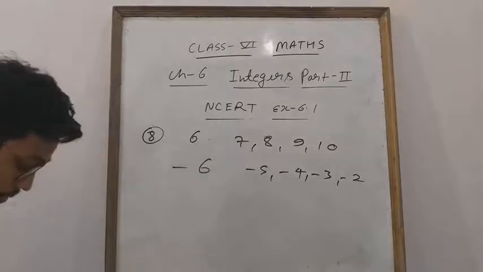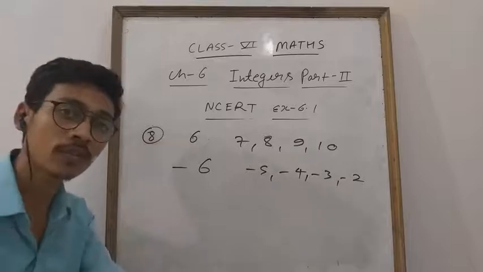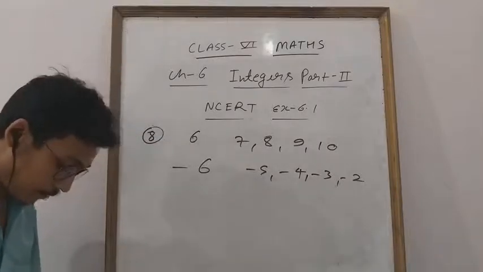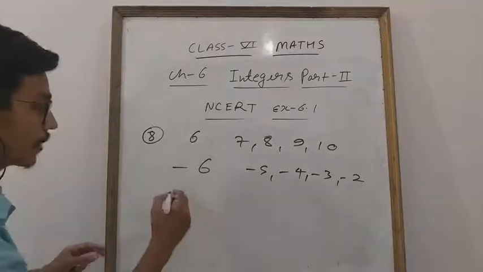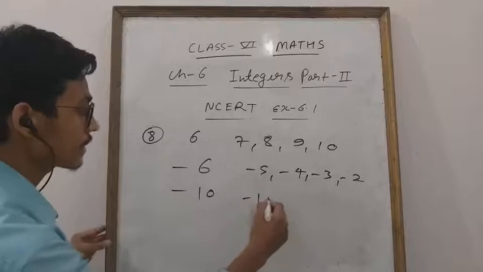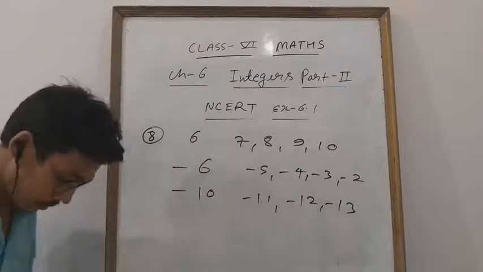On the basis of this, the next question is given: write 4 negative integers greater than minus 20. So greater than minus 20: minus 19, minus 18, like that. Next, write 4 negative integers less than minus 10. Less than minus 10, student: minus 11, minus 12, minus 30. Okay, this is the concept of this, student.